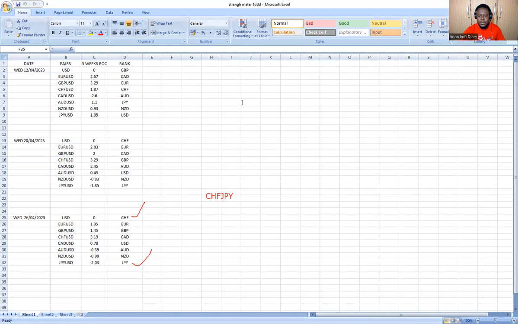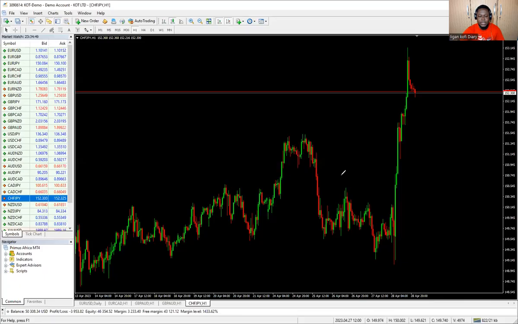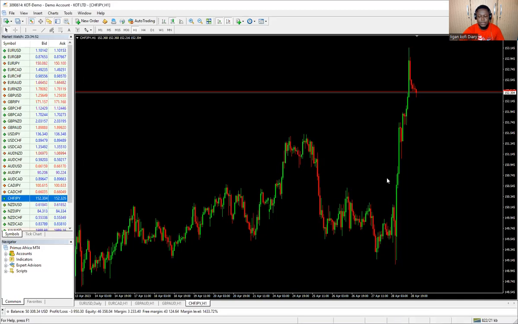So CHF JPY, you're supposed to do what? Buy. You take a buy on it. You take a buy on CHF JPY. So assuming you all did this that I'm showing you, let's go to the MetaTrader for you to see the outcome or the results of just this week. This strategy that I showed you, the results for just this week. So let me take you to the MT4. This is the MT4 over here. And this is CHF JPY. This is it.